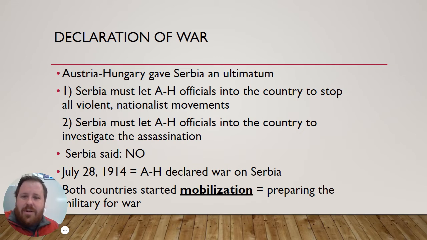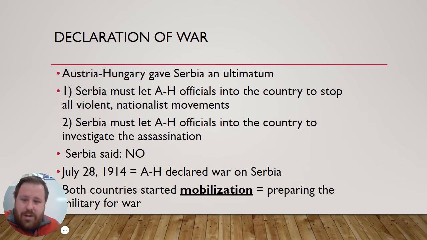Essentially, Austria-Hungary gave Serbia an ultimatum, which said, "You have to let Austro-Hungarian officials into the country to stop all violent nationalist movements. So any Slavic nationalist movements, you've got to let us into the country to stop." And Serbia's like, "No, right?" Serbia also must let Austro-Hungarian officials into the country to investigate the assassination. Serbia said, "No, okay, not going to happen. You're not going to come into our country and try to stop these nationalist movements and cause problems in our country." So Serbia's like, "No, can't do that."